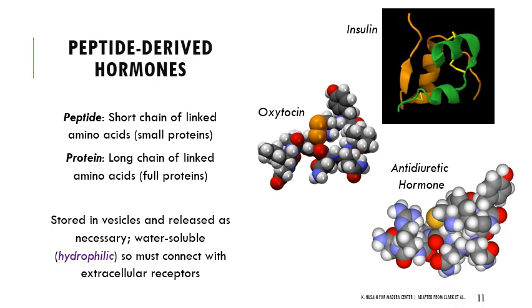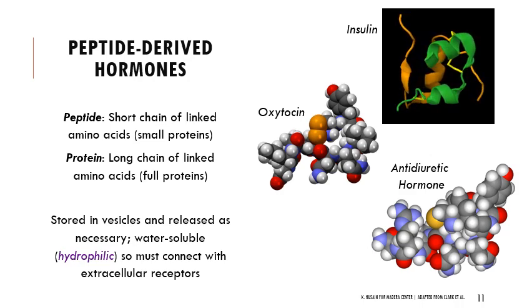You've probably heard of insulin before. You might have heard of oxytocin, which is considered the love hormone. It's associated with bonding and it's released during birth and breastfeeding and physical contact, different things like that. And there's also antidiuretic hormone, which is called ADH, and we'll talk about that quite a bit more during lecture today.